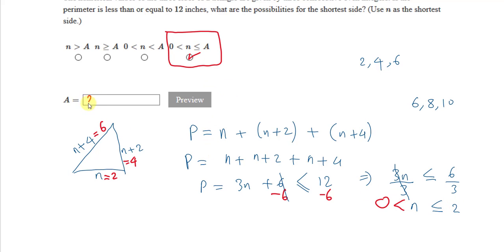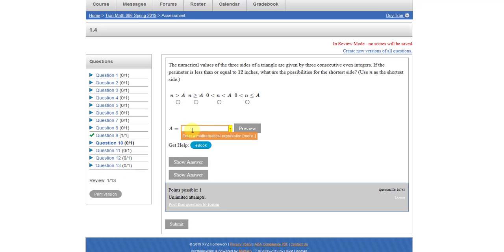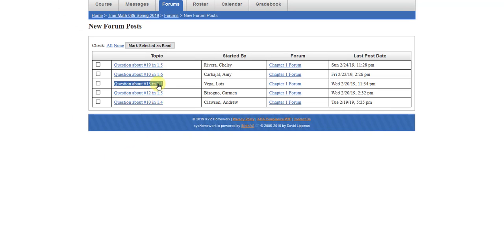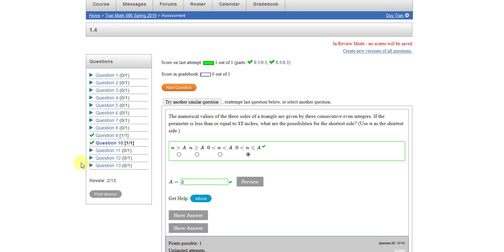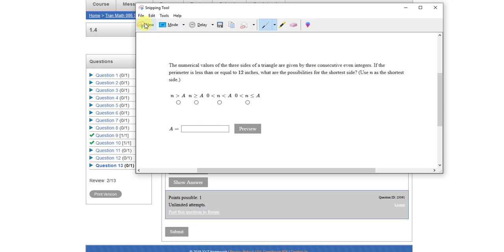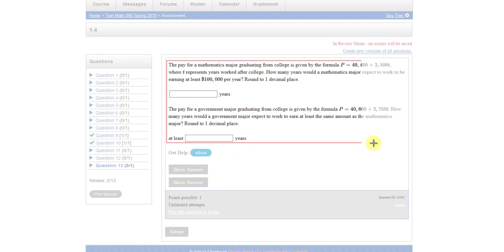So A in this case is 2 because it has to be 2 in order to match our results right here. So A is 2 and less than or equal to A, which is the last option. So 2 and the last option. Submit. Okay, next question. 1.4 question 13. Copy this one to the Word document and then we can work from there.